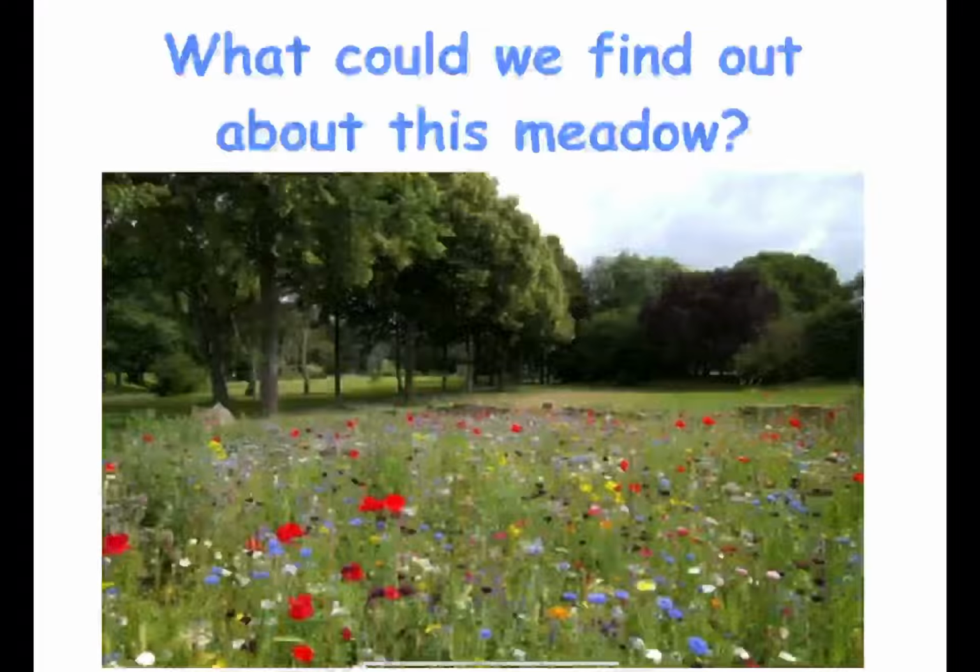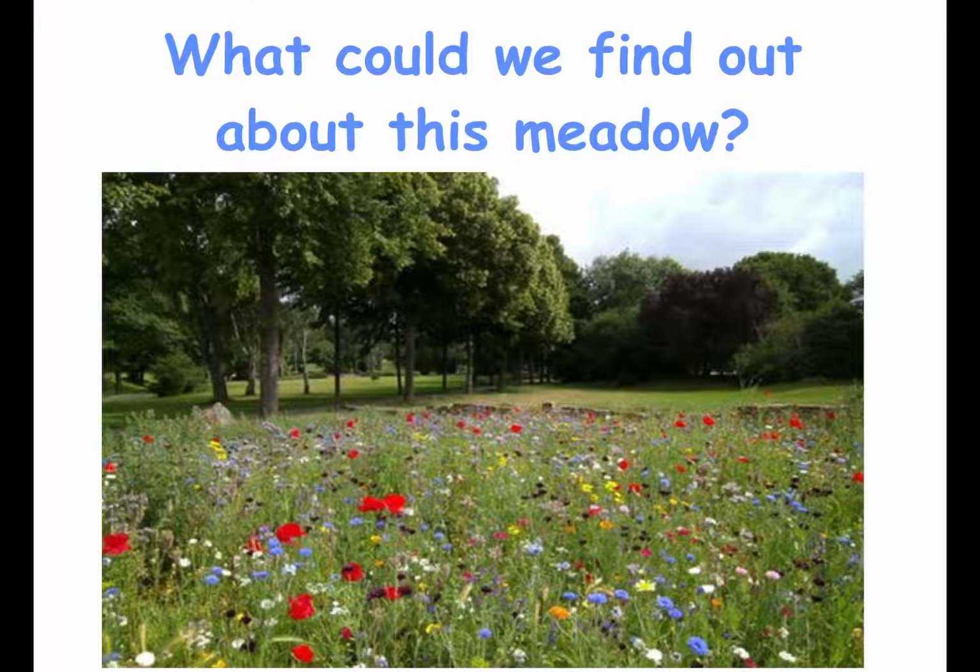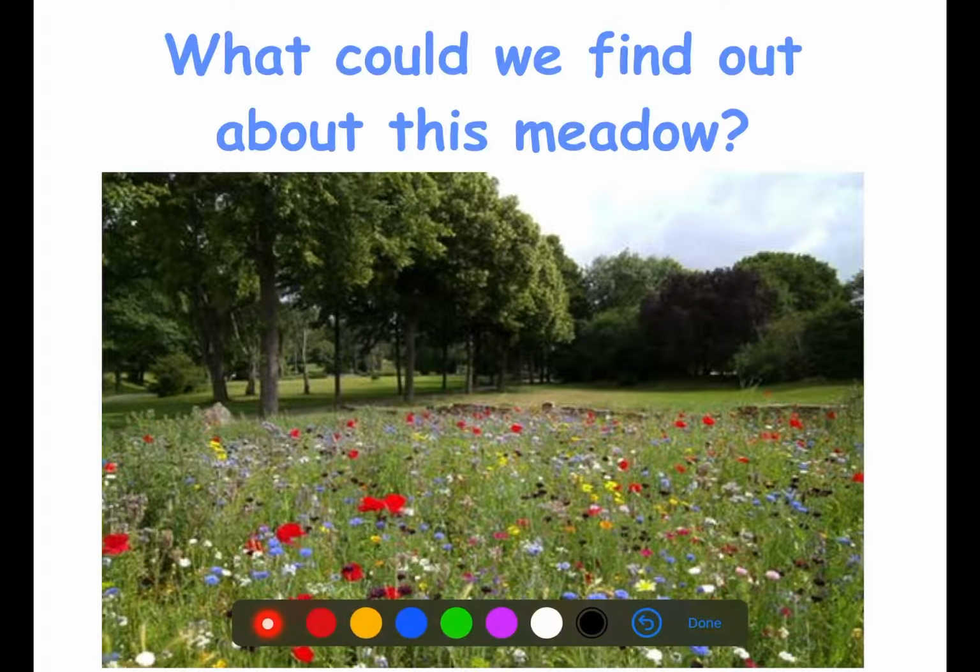So here we have a meadow. What could we find out about a meadow? Based on this picture, we can see that in this part here, we've got lots of different flowers. So we could find out what flowers there are. We could find out how many there are. We could find out how many there are in different areas. We've also got lots of different trees. We could perhaps look at different insects that would also be within the meadow, living there amongst the flowers.